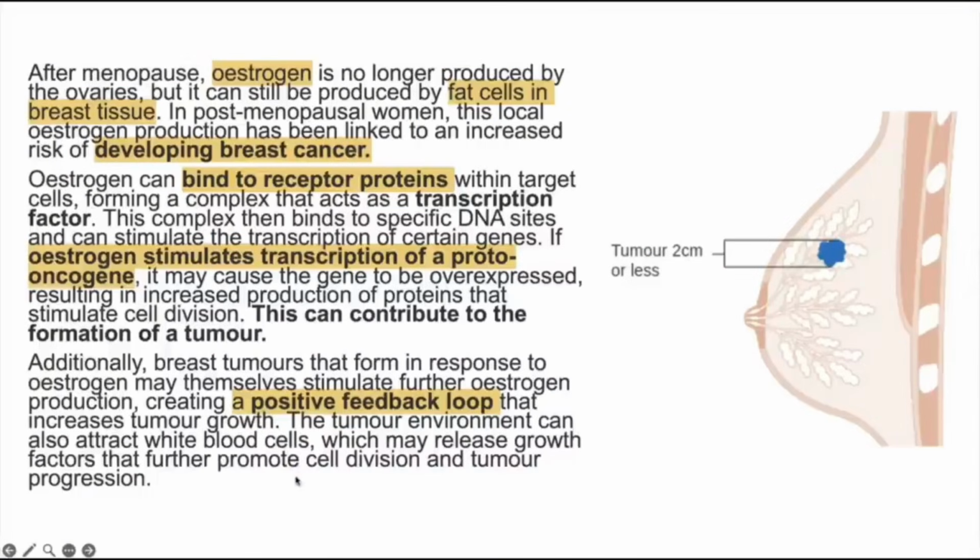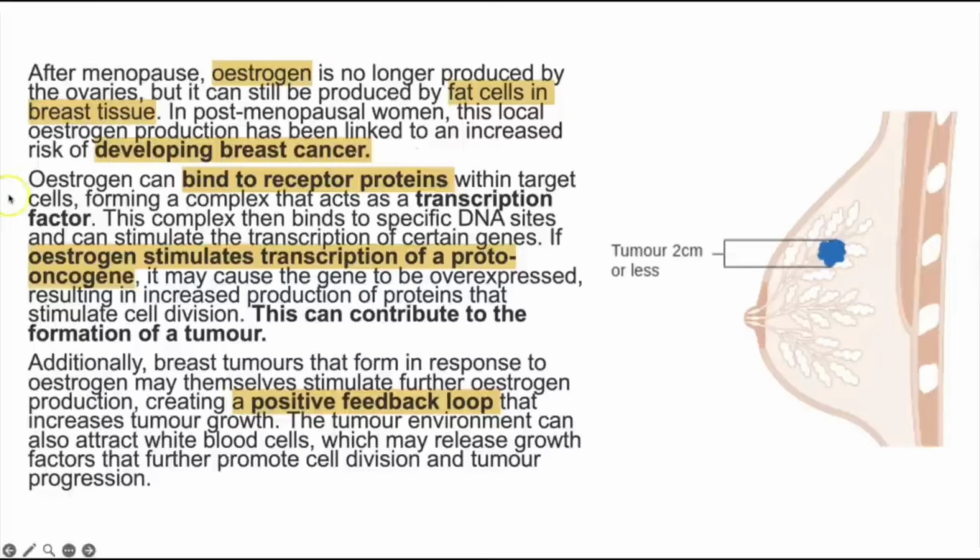Now, the link to estrogen is after menopause in females, estrogen is no longer produced by the ovaries. While the menstrual cycle is active before menopause, the ovaries are the main place that estrogen is produced. But after the menopause, the ovaries stop making estrogen, and instead it's mainly produced by fat cells in the breast tissue. So in postmenopausal women, this local estrogen production, constantly being exposed to the breast cells, increases the risk of breast cancer.